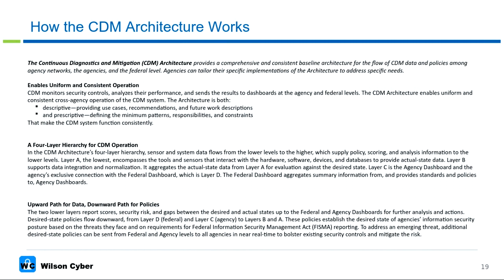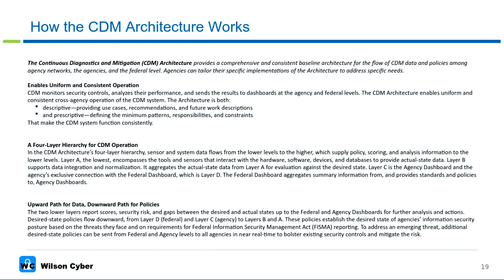In the CDM architecture's four-layer hierarchy, sensor and system data flows from the lower levels to the higher, which supply policy, scoring, and analysis information to the lower levels. Layer A, which is the lowest, encompasses the tools and sensors that interact with hardware, software, devices, and databases to provide actual state data. Layer B supports the data integration and normalization and aggregates the actual state data from Layer A for evaluation against the desired state.